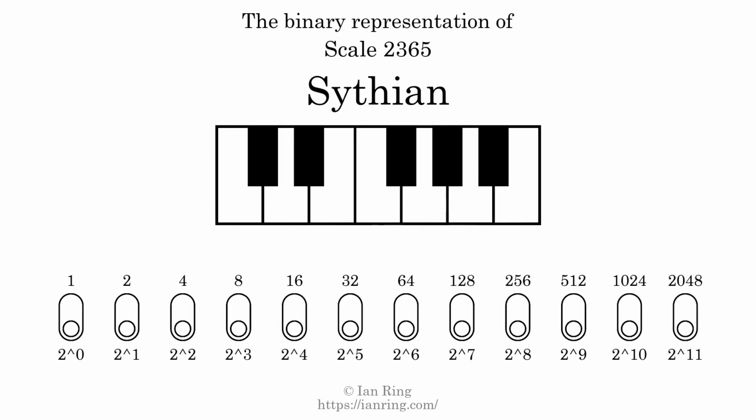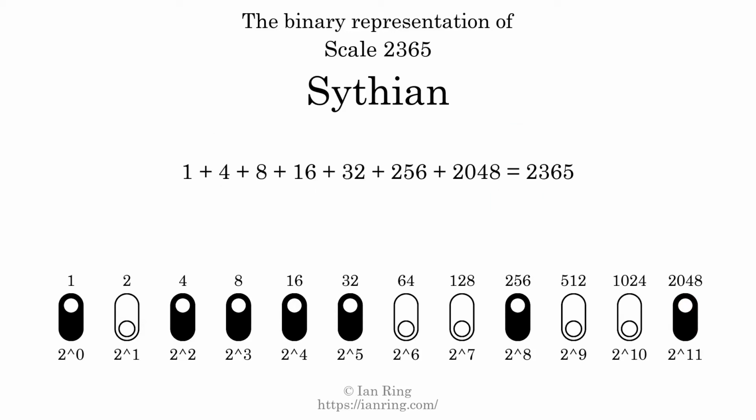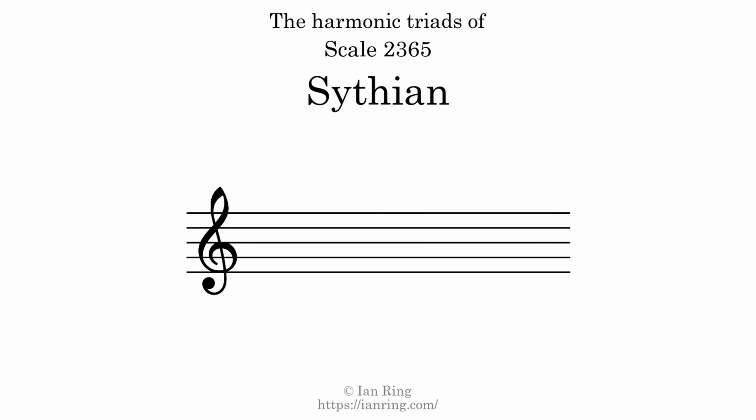The binary representation of this scale is determined by mapping tones of the scale to binary digits. Each binary digit represents a power of 2. To get the scale number, we add the powers of 2 together. The powers of 2 that are present in the scale, all added together, equals 2365. That is why the scale number, in decimal, is 2365. The scale number not only enumerates the scale with a unique index, but it also literally describes the tonal content of the scale. Represented as a binary number in base 2, the scale number is 1001001111101.